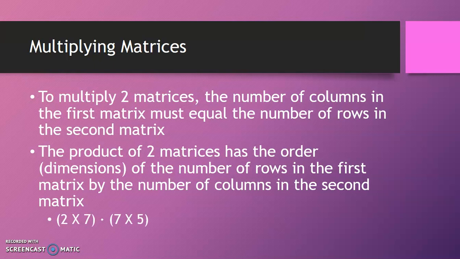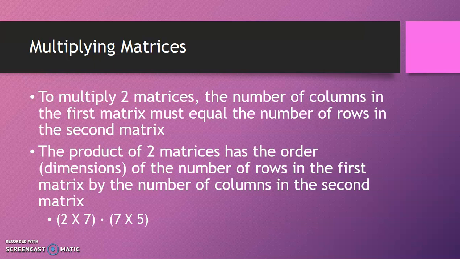For example, if you know that the dimensions of your two matrices are 2 by 7 and 7 by 5, you need to make sure that those two numbers closest together, so the 7 and the 7, are exactly the same. Because both are 7s, that takes care of that first rule I talked about, that the number of columns in the first matrix must be equal to the number of rows in the second matrix.